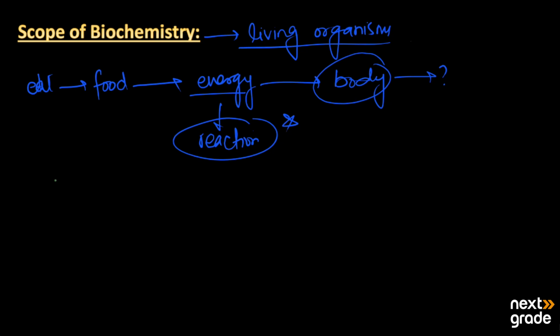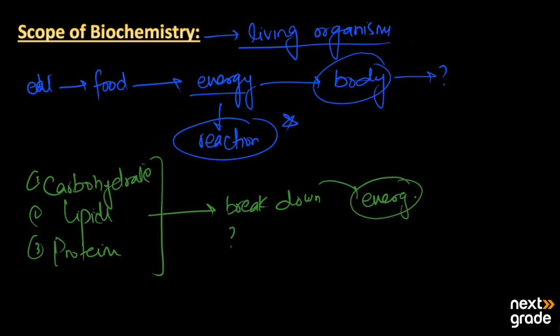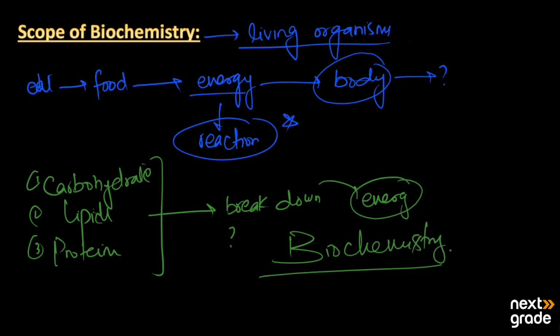On the other hand, we have the macromolecules: first carbohydrates, second lipids, and third proteins. All these three macromolecules break down. How they break down, how they produce energy, how they store energy, and how they form muscles will all be studied under one branch of chemistry. This branch of chemistry is simply called biochemistry.